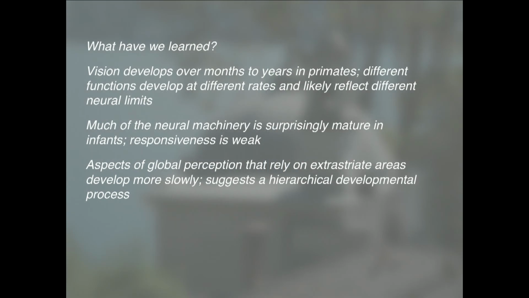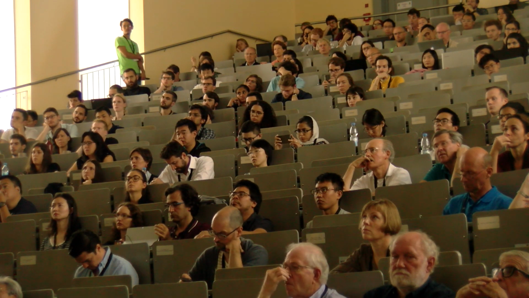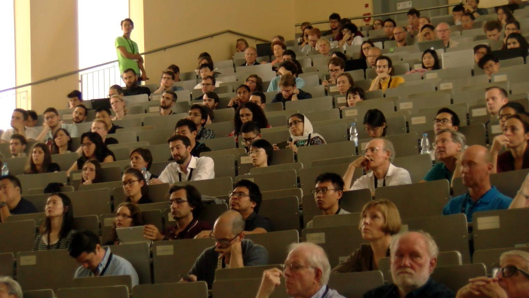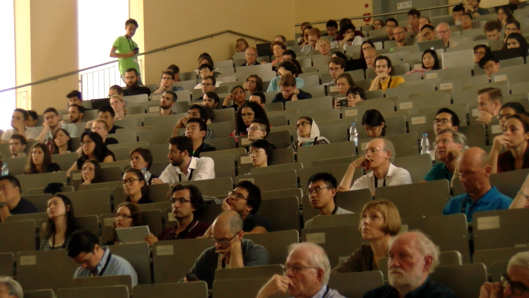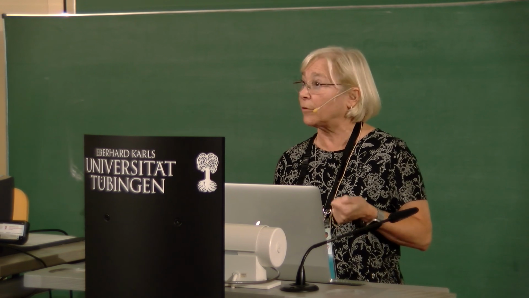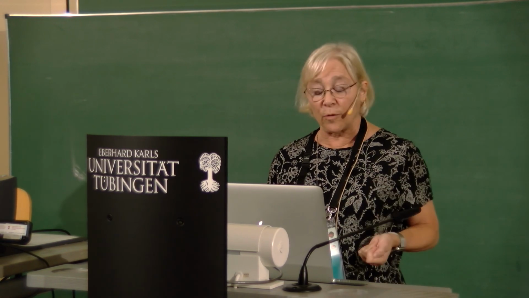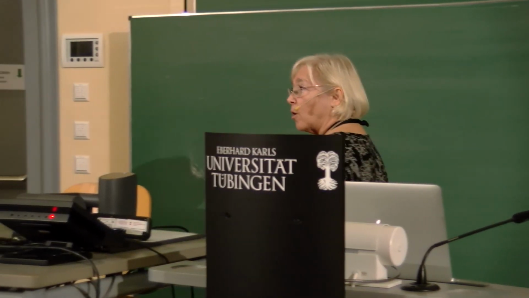And so we conclude from that that there is some development that takes place. This organization exists in V2 in 6-month-old infants. We have not gone earlier. But we're still working on that, but there's definitely development there, and so there may be another profile. So the take-home from that is that aspects of global perception that rely on extrastriate areas develop more slowly. There's a hierarchical organization, and there are neural correlates of those that may well be setting a limit on those developmental processes.